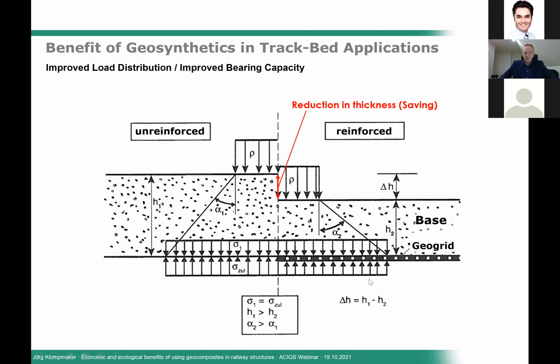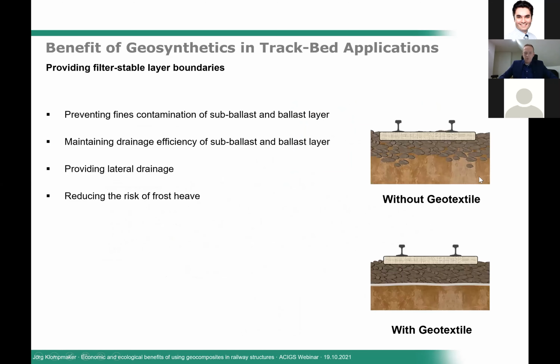So the benefit of using geogrids due to this increased load spread is that we can reduce the thickness of base courses. And that, of course, especially if good quality fill material or subballast material is not available close to the site, has an environmental impact factor as a benefit for the geosynthetic solution. Next, we will look at the benefit of a geotextile separator.